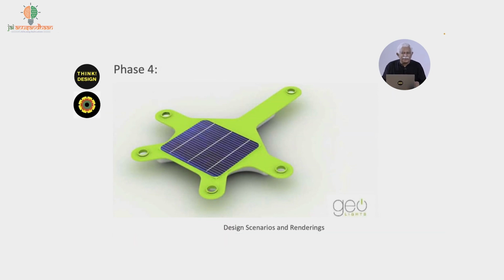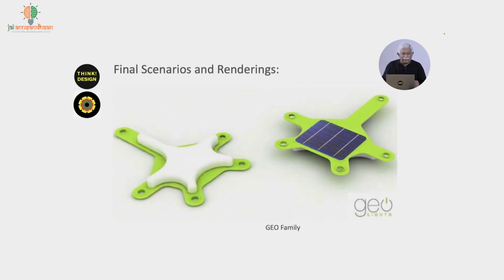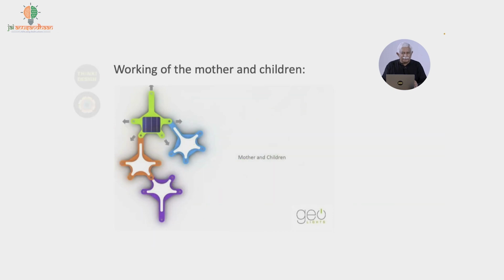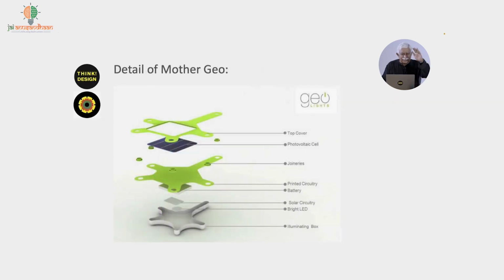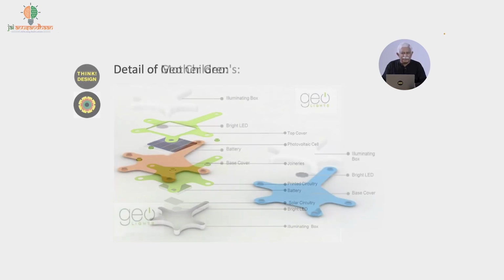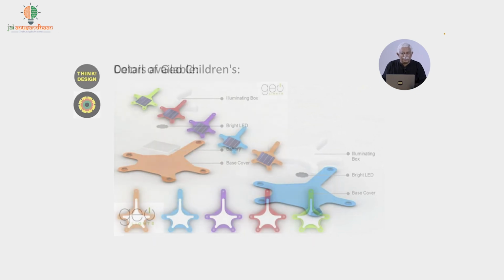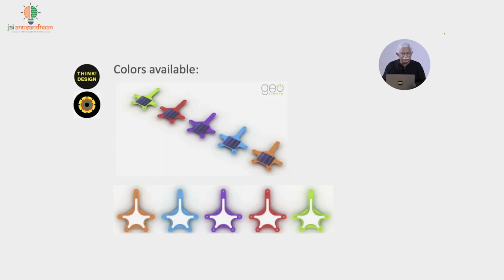So, finally, you come to something like this, which is the basic unit, and it can be combined in many forms, and once you put the shade onto it, that becomes the geometry, and that is the geo family here. Okay, and you can have many combinations like this. Okay, so, there is a mother and there are child, and this is how it can be fixed together. These are the components which combine together. Okay, so, that is the detail of the mother, detail of the geo children here. So, he has actually made a family out of the geolights itself.